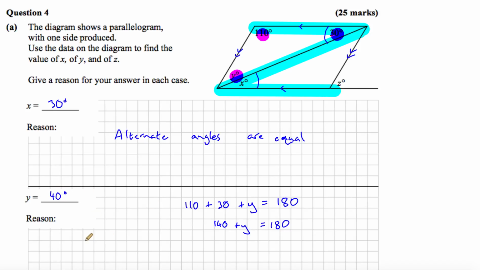So 40 degrees, and the reason is that the angle sum in a triangle adds to 180. In a triangle it is 180 degrees, so that's our reason.